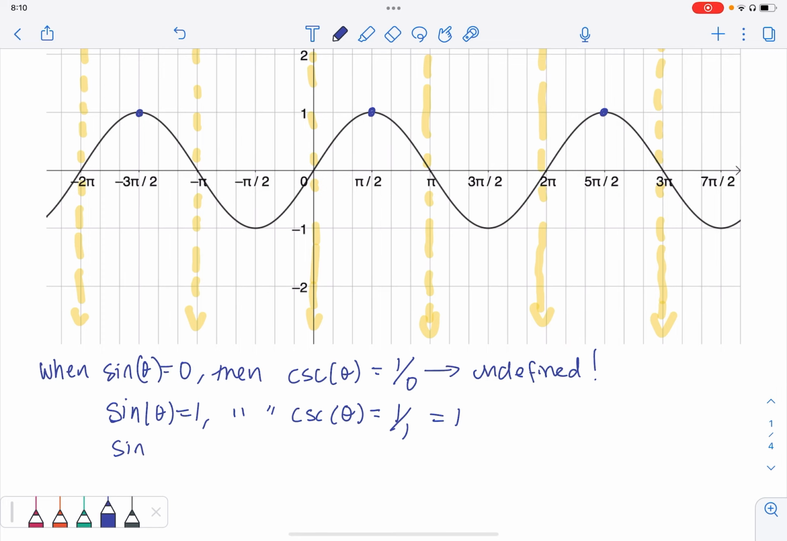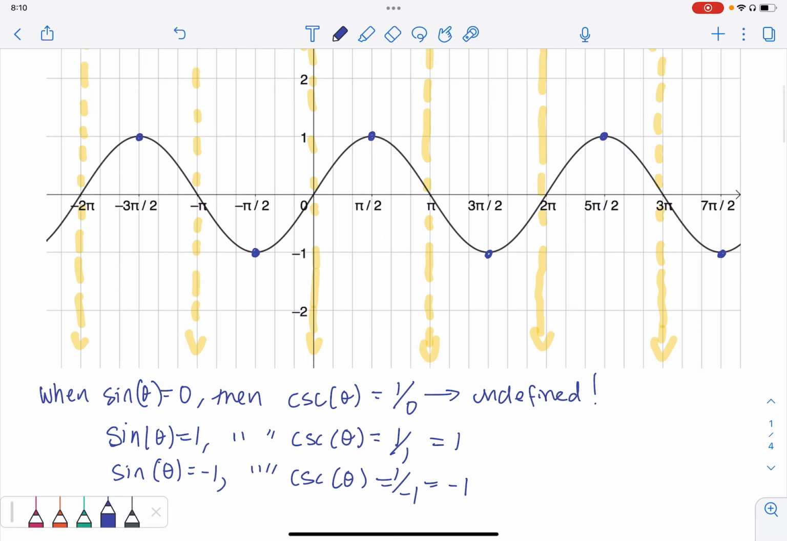So where sine of theta is equal to negative 1, then we get that the cosecant of theta is 1 over negative 1, which is negative 1. So I'm going to draw those intersection points in at negative pi over 2, 3 pi over 2, and 7 pi over 2. All right, well, what else do we know?